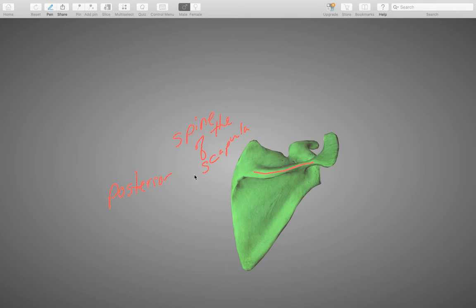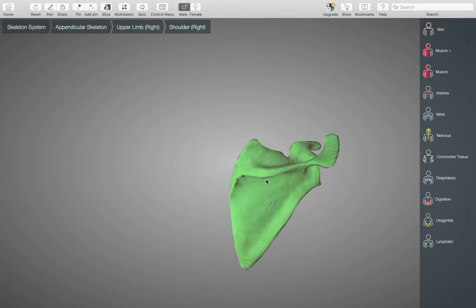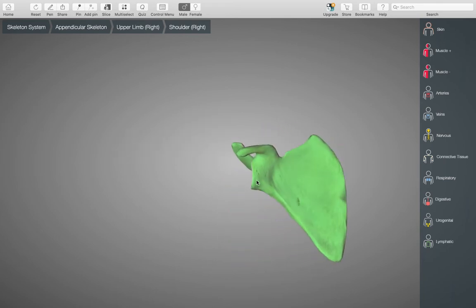So if you pick up a scapula, or see a scapula on the table, the first thing you look for is the spine of the scapula. That way you know it's the back. That should be pointing backwards if it was on a body. So in the anatomical position, it should be like this.